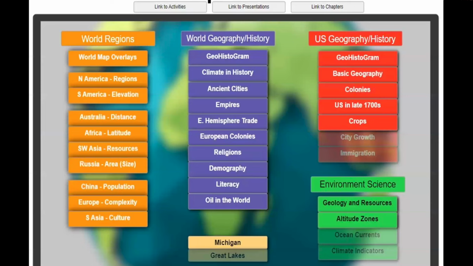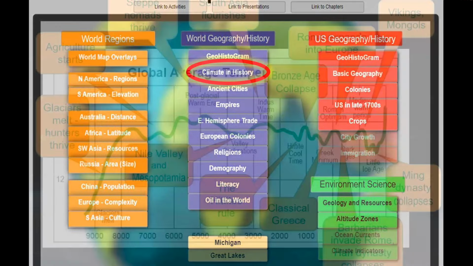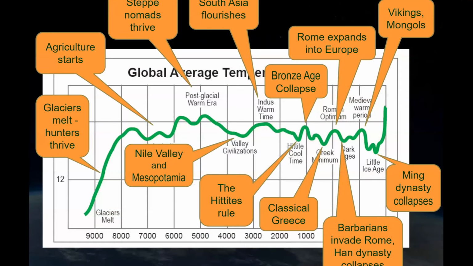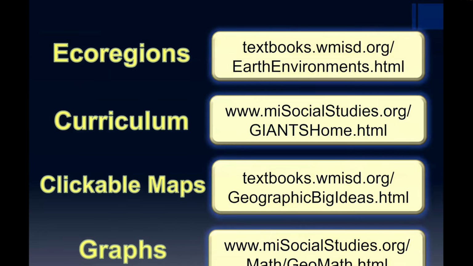That geohistogram is available on the website right above the climate and history one, which is a clickable map about that graph. That graph, the one that links various points of history with these temperature changes.